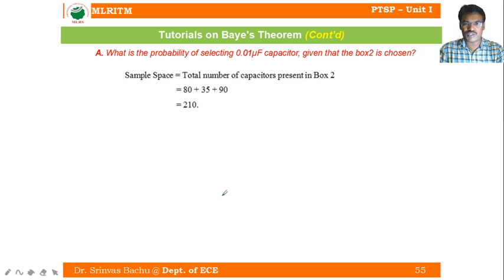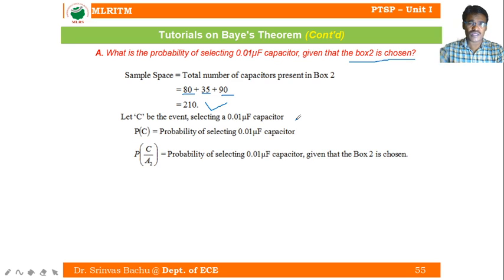Now first we will see the sample space. In which box? Box 2. In box 2, how many capacitors are there? 80 plus 35 plus 90, total is 210. So in the second box, this has already happened, so 210 capacitors are there. Let C be the event 0.01; I am interested in this event. So the probability of selecting a 0.01 microfarad capacitor is P of C. My question is P of C given box 2, that is A2. This is P of C by A2.